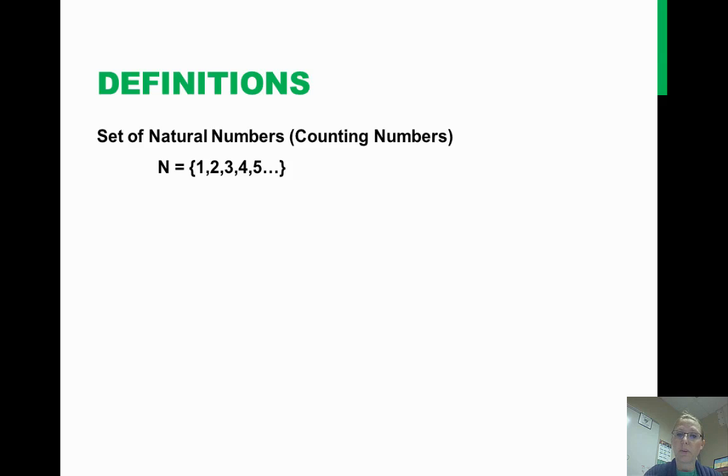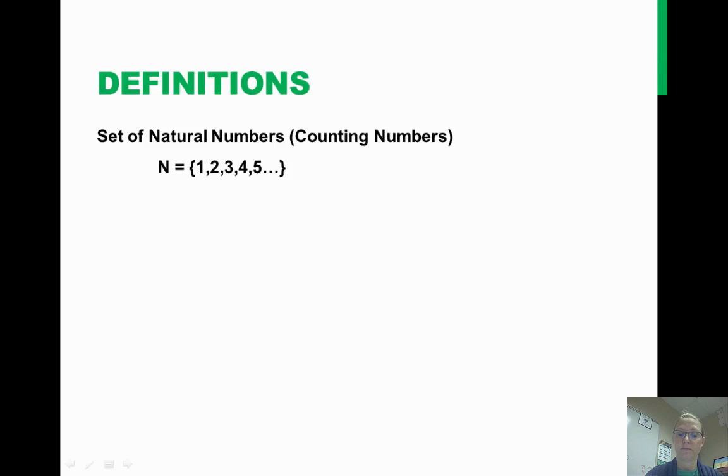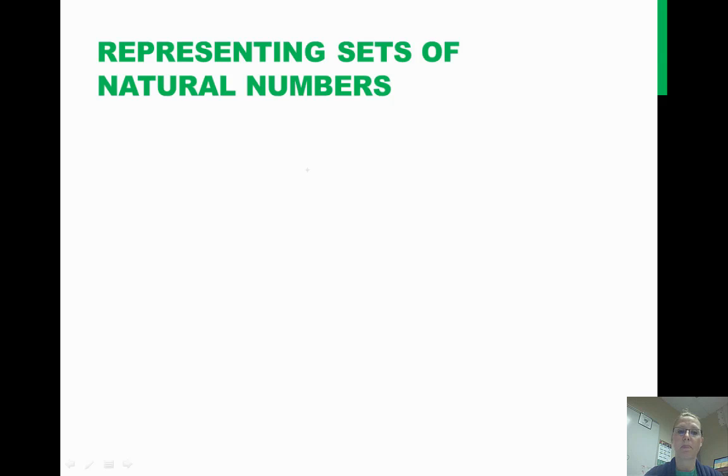First of all, I would like to talk about what natural numbers are. A set of natural numbers are counting numbers that start with the number 1. 1, 2, 3, 4, 5, and so on. Notice it has an infinite number there. So it can go on to infinity.